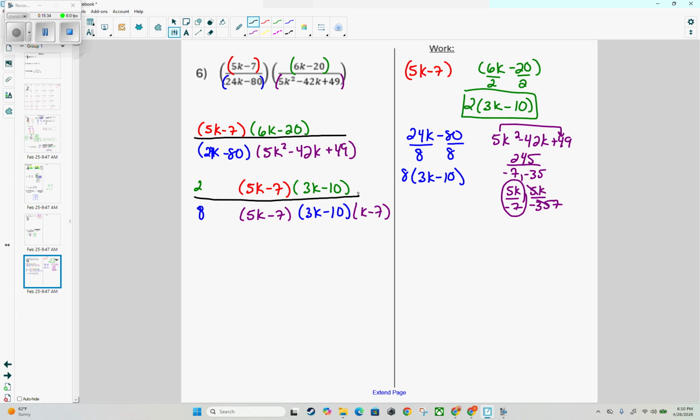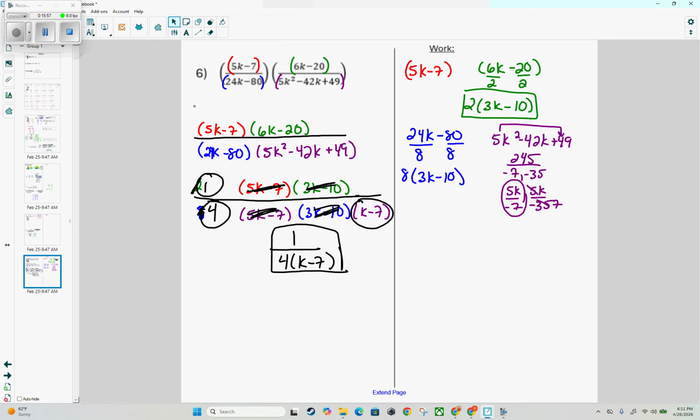And then becomes our fun part where we can finally cancel stuff off. So this cancels with this cancels with this. When it comes to the single people, these do reduce down. I'm left with a 1/4. So there is kind of my answer. I have a 1 on top, a 4, and this k minus 7. So your answer should be 1/4 k minus 7. That is our final answer for that one.